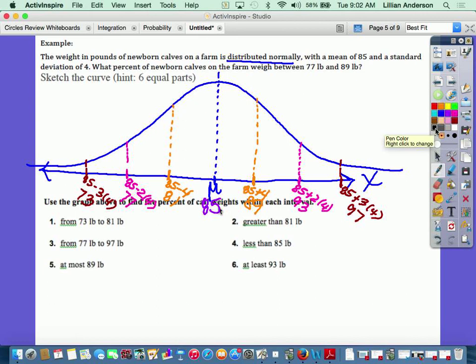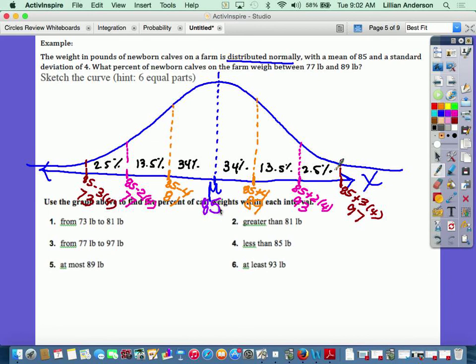So again, we have 34% here, 34% here, which basically makes up 68%. Here was 13.5, 13.5, then 2.5. Okay, there's the breakdown there.